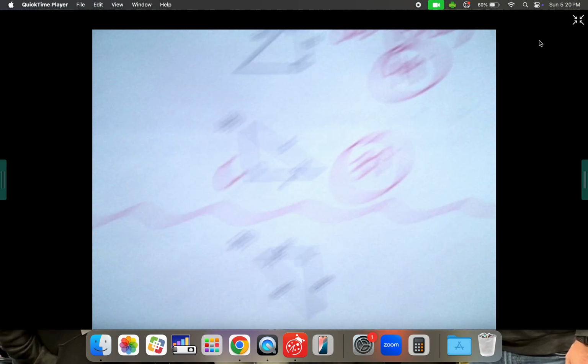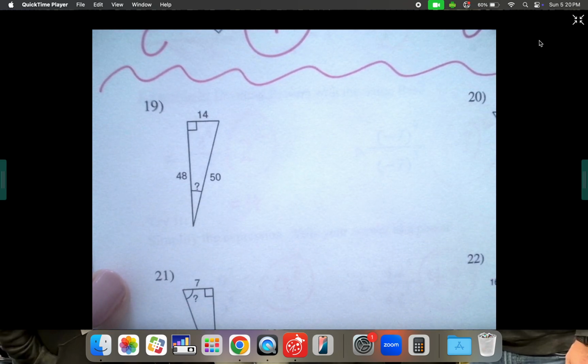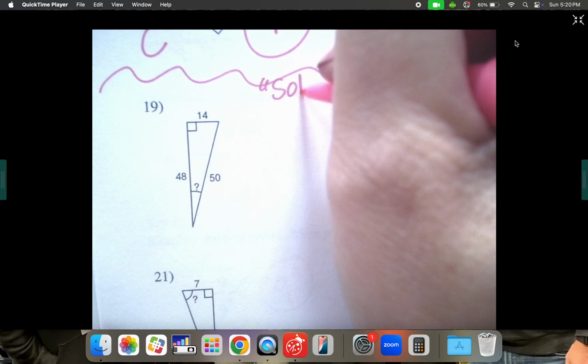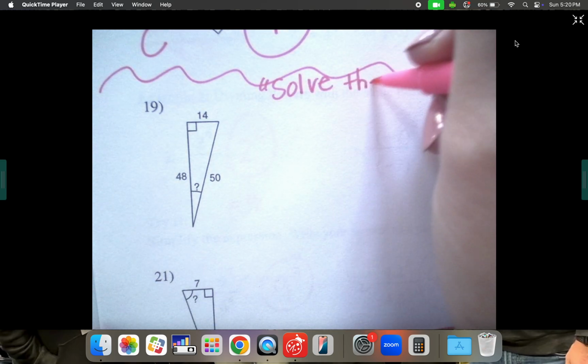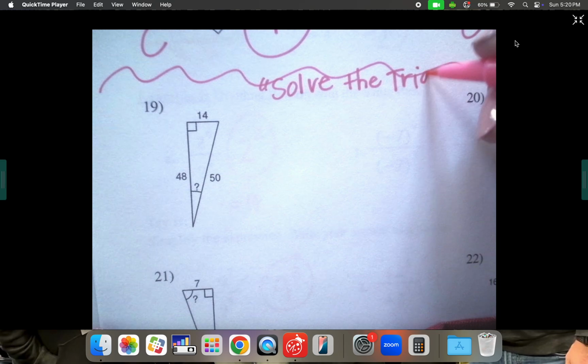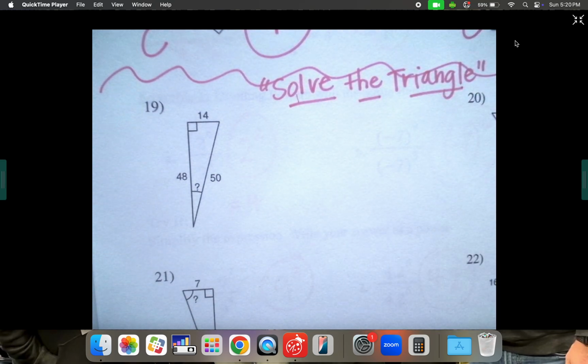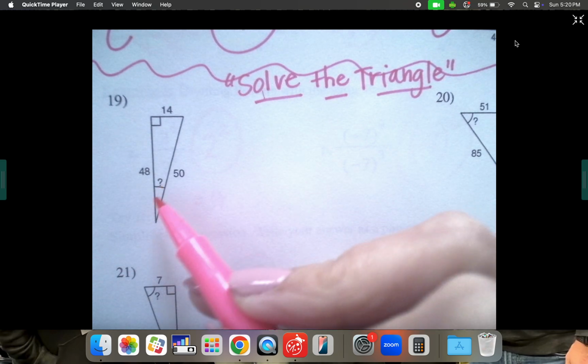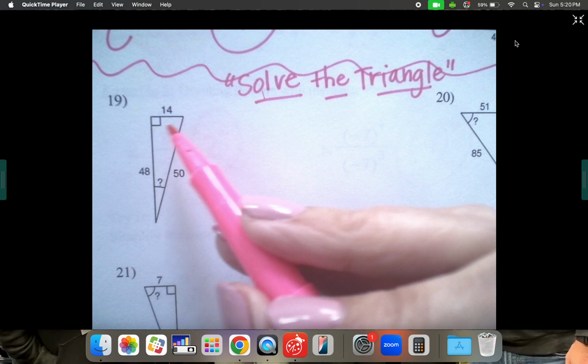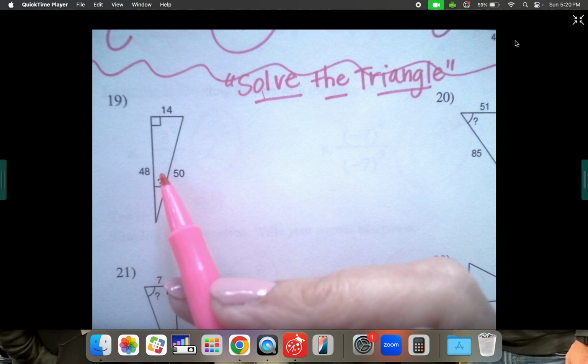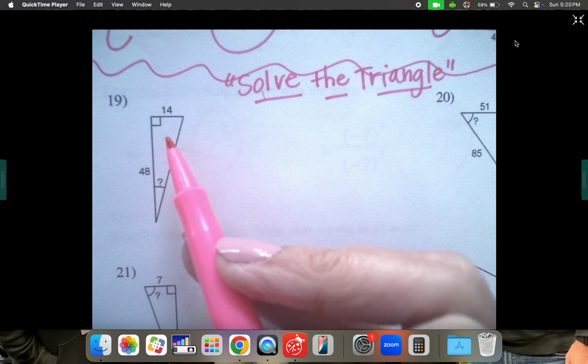Yeah. Okay, starting on number 19, I know it's only asking for this one angle, but a lot of times you will see it like on Delta Math or other practice problems where it says solve the triangle. And I'm going to go ahead and tell you right now that anytime you see something that says solve the triangle, and you're like, what do you mean solve the triangle? It means I want all three sides and all three angles. So even though there's only a question mark here, I want the other one too.